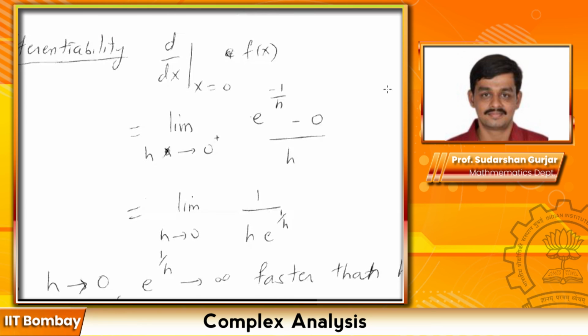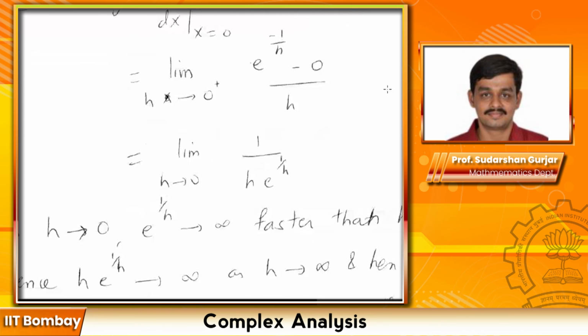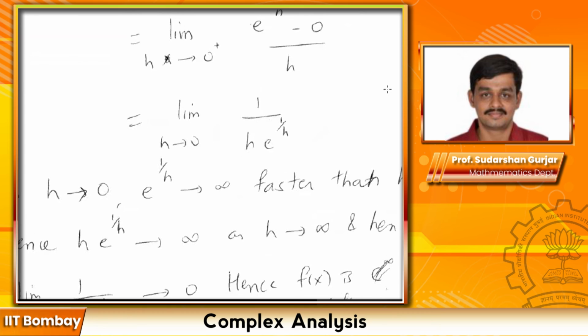But as h tends to 0, e raised to 1 by h tends to infinity faster than h tends to 0. You all know this from M8 105, I'm sure, that exponential functions increase faster than polynomial functions. So if you take h e raised to 1 upon h, as h tends to 0, the first factor h is tending to 0, but e raised to 1 by h is tending to infinity, and faster than h tends to 0.